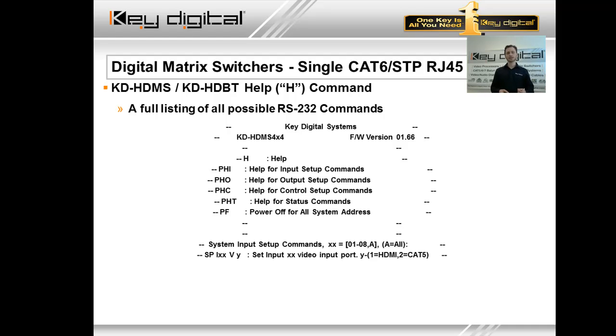SPI XXVY, video input port. Remember on that HDMS 4x4, you had the option, HDMI or RJ45. Here is how you determine which one you're going to be selecting from, because it's an A-B switch of sorts. You have to choose one or the other. So for example, if I were to enter SPI01V2, now my input number 1 on my HDMS 4x4 is looking for its incoming signal on the RJ45 port.